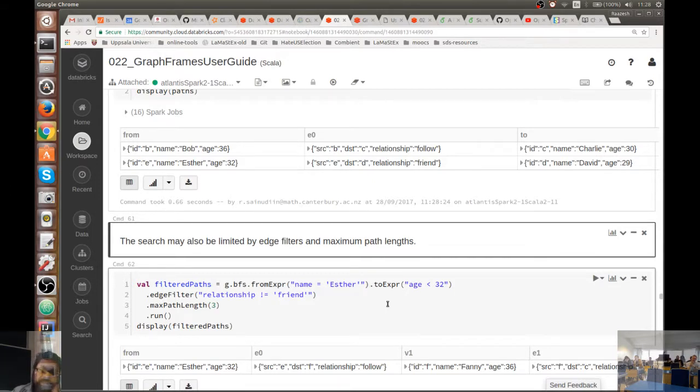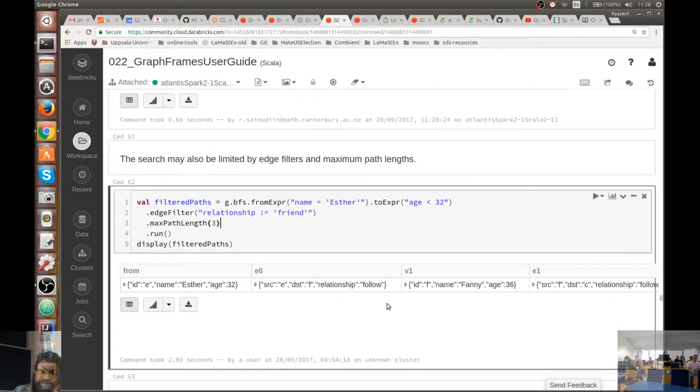And this is a fully scalable algorithm. Of course we can start mixing in and do filters on top of this. So I'm only interested in edges where the relationship is not a friend. Then I'm also saying I'm only interested in paths in this breadth first search from Esther to others whose age is less than 32, but only these path lengths, shortest path lengths, are 3 or less.